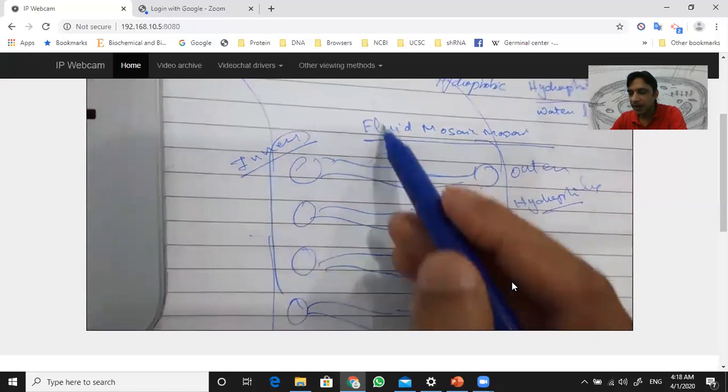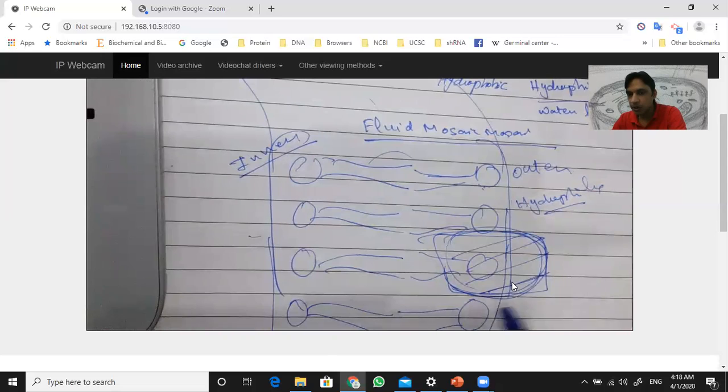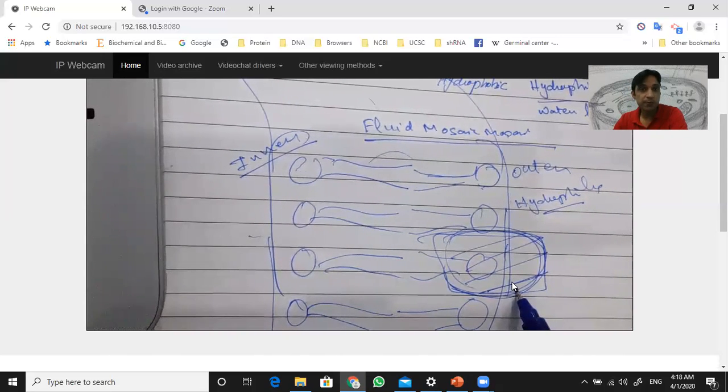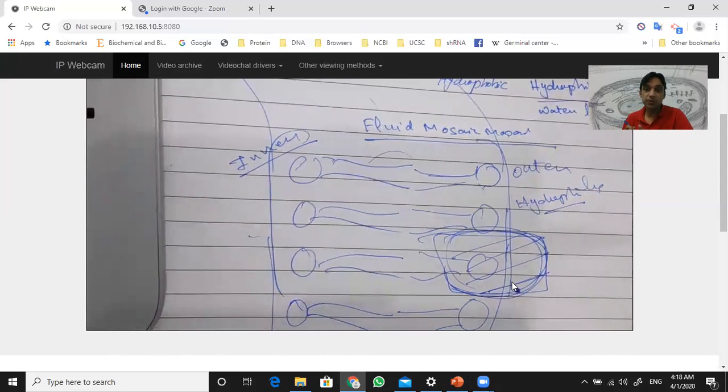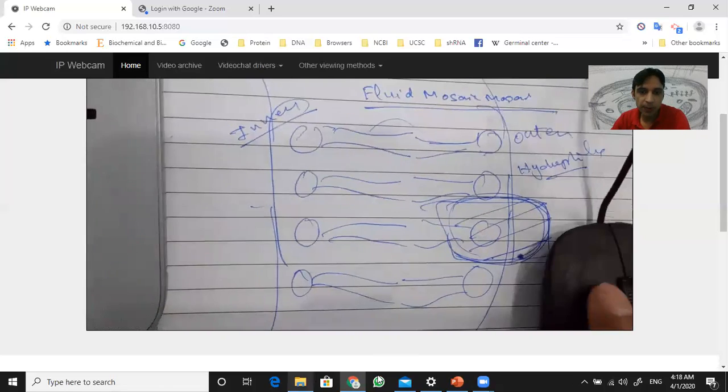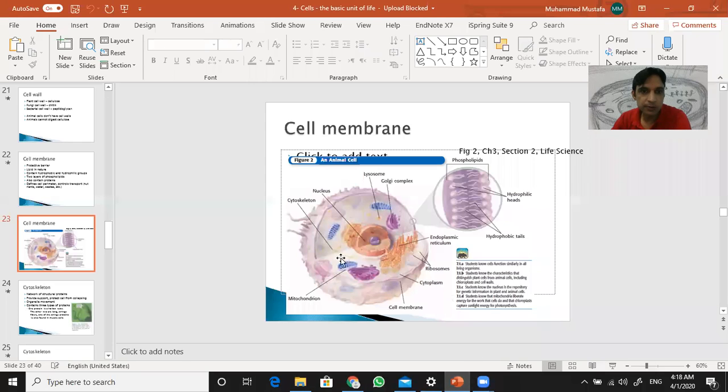The lipid bilayer acts as a barrier. The proteins present on the cell membrane execute certain important functions, like they are involved in the transportation of material across the cell membrane.